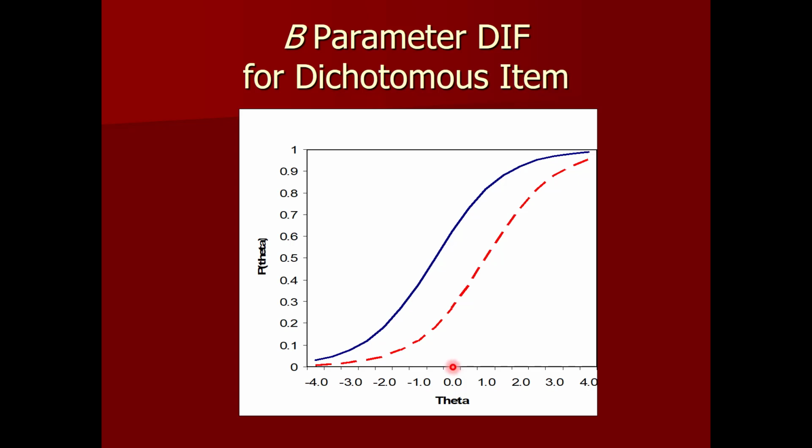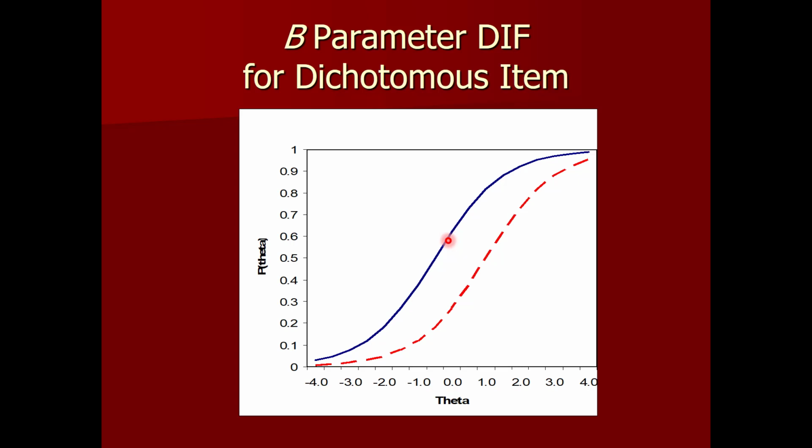So let's take a look at this item right here. At a theta level of 0, if you're in the red group, your probability of getting this item correct is only around 0.283, something like that. But if you are in the blue group, your probability of getting the item correct is actually more than half. It looks like it's about 0.6 or so.